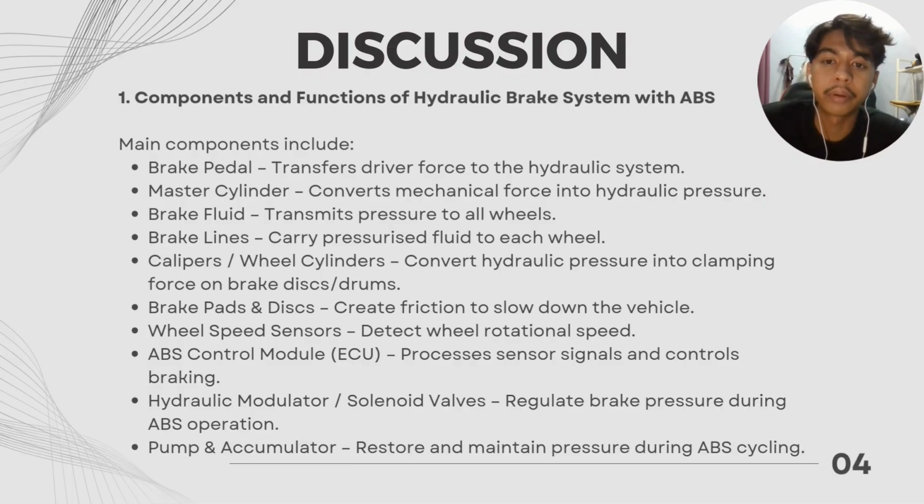And then we got the brake pad and disc, which is to create friction to slow down the vehicle, and the wheel speed sensor, which is to detect wheel rotational speed. And then for the ABS control, which is the ECU, is to process sensor signals and control braking. And the hydraulic modulator, or we call it a solenoid valve, which is to regulate brake pressure during ABS operation. And the last one is the pump and accumulator, which is to restore and maintain the pressure during ABS cycling.